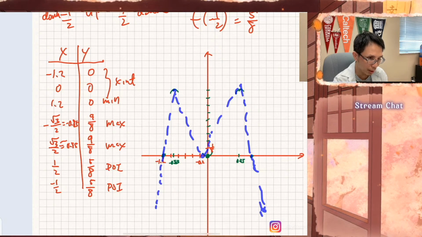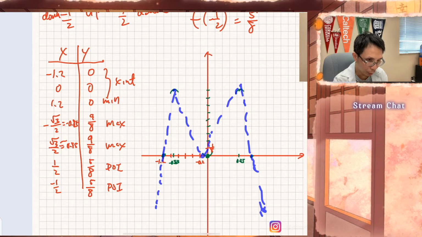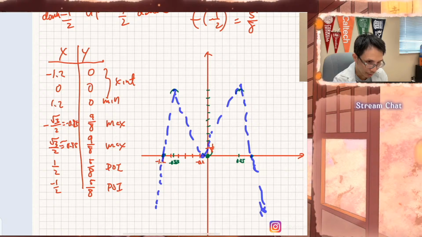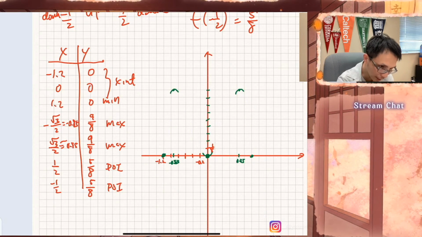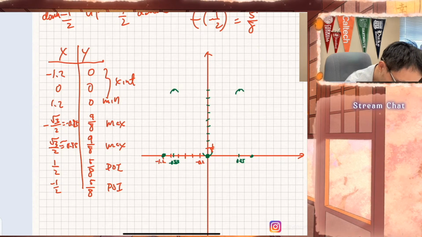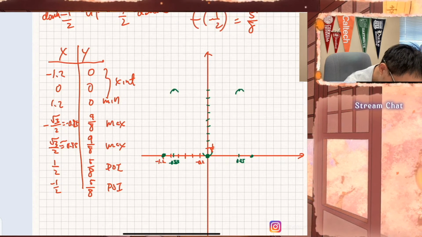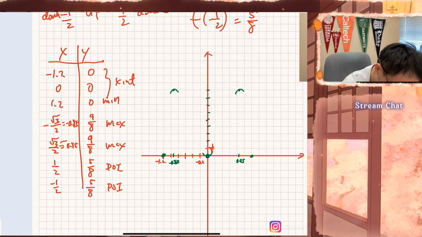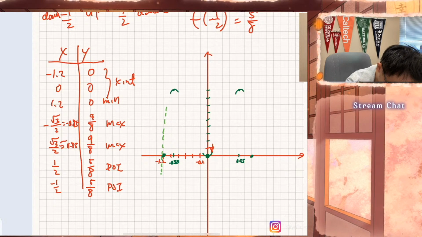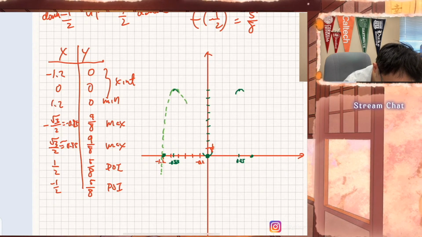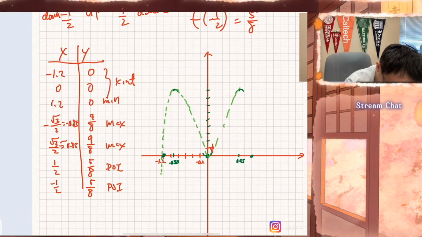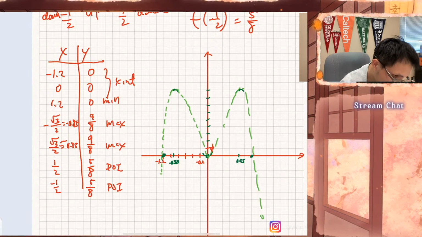So then you say, okay, but what happened at 1/2? 1/2 is roughly happening somewhere. At 1/2 it is going to be 5 over 8. So we're going to join those things. We're going to draw a dotted line. So we're going to use a green dotted line. So it's really light. So like this, and like this, and like this, and like this. So basically the graph looks like this.